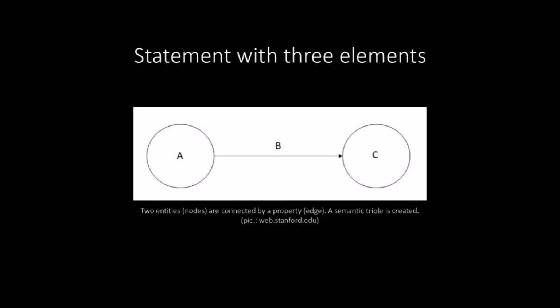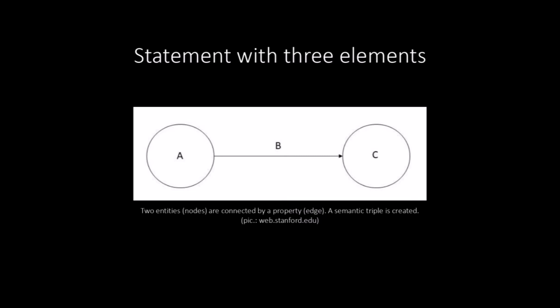Our first element here is the knowledge graph. It is the basic structure to express a statement in a semantic database. In order to formulate such a statement, we need two basic building blocks. On the one hand, these are standardized entities, and on the other hand, standardized properties. A connection of two entities through a property is called a knowledge graph. So entity A is related to entity C through the property B.